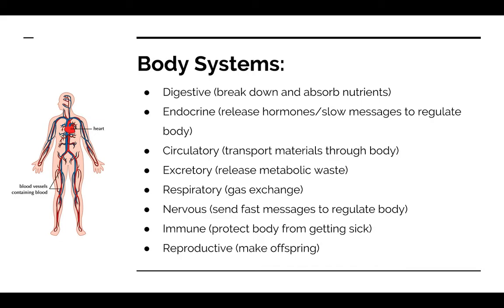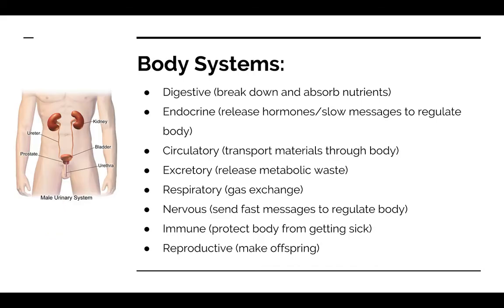Circulatory system includes the heart. Its job is to transport materials through the blood in order to get to all the different parts of the body. Excretory system, including things like the kidney, the bladder. These are to release metabolic waste. So when we talk about waste, we're really talking about things like sweat and urine.